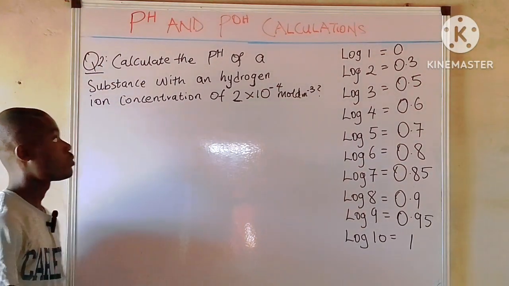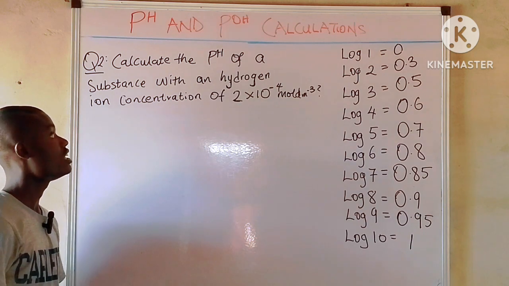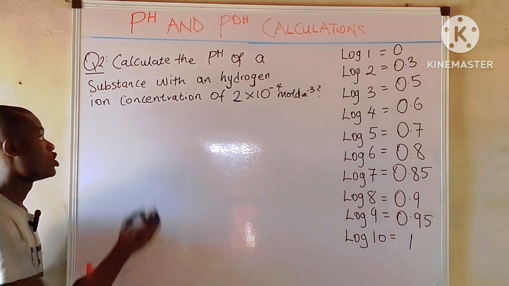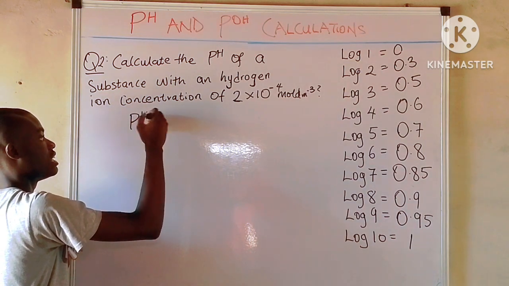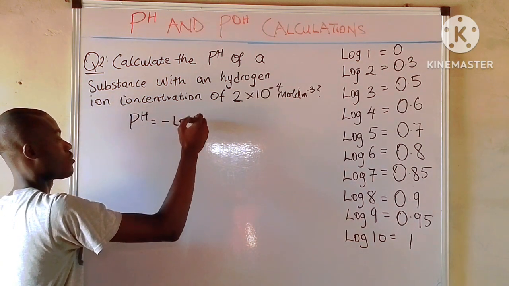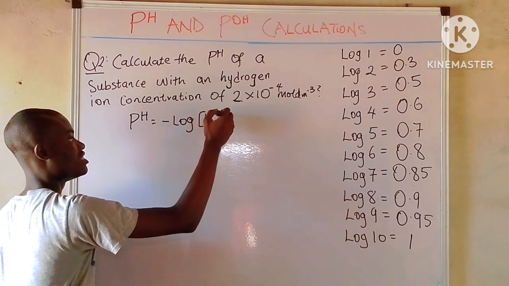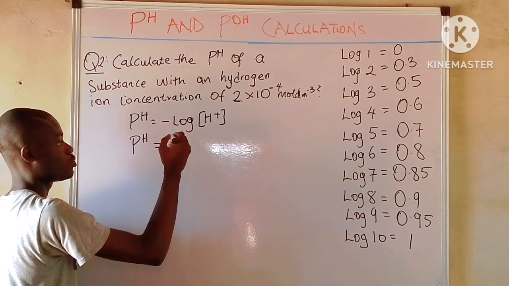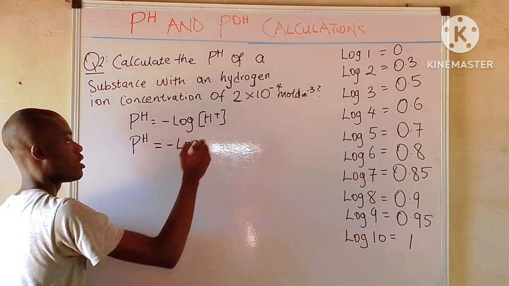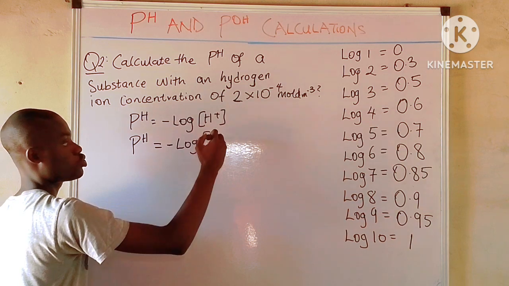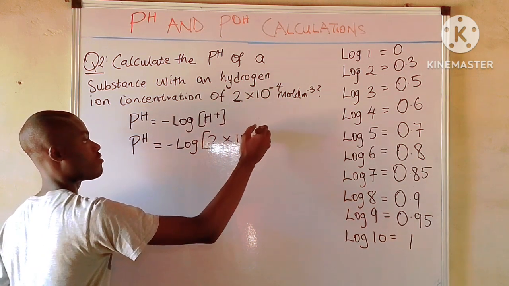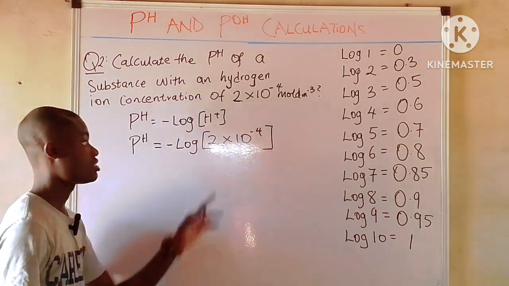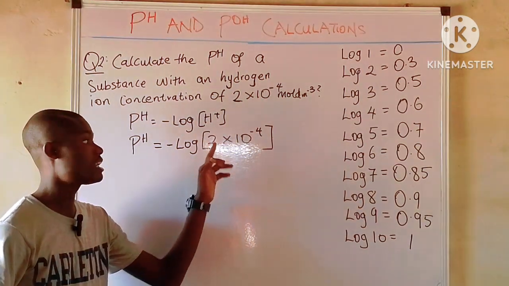So in our second question, we are told to calculate the pH of a substance with a hydrogen ion concentration of 2 times 10 to the power of minus 4. So remember that our formula for pH is the negative logarithm of the hydrogen ion concentration. So it simply means that the pH is equal to the negative log. Our hydrogen ion concentration in this question is 2 times 10 raised to the power of minus 4 mole per dm cube. So in this question, we are faced with a challenge because this is no longer 1, but this is 2. We can multiply 2 times 10.